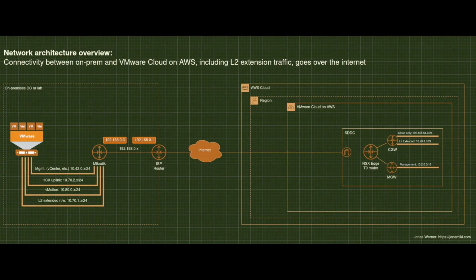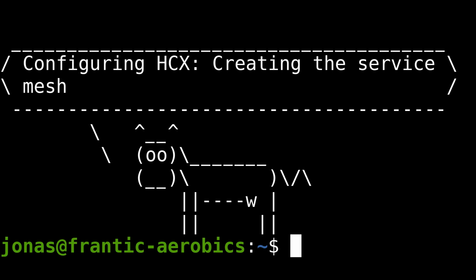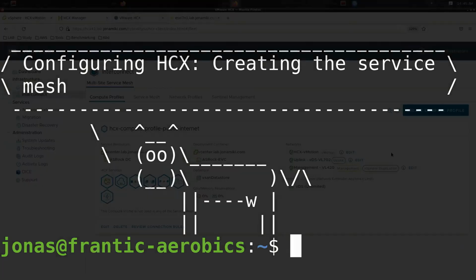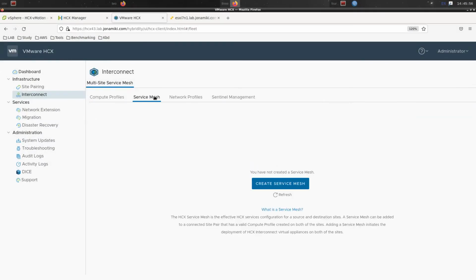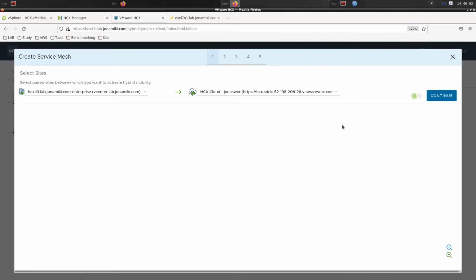And if you want to do private, you can just do this. Or public, you can just do this. So for public, you can do over internet, or, well, the L2 extension is always going to go over the internet, but you can also have your management traffic over a VPN. So in this case, you're just going to go and create a service mesh. Our management traffic is over the VPN anyway, and the L2 extension traffic is going to go over the internet to start with.